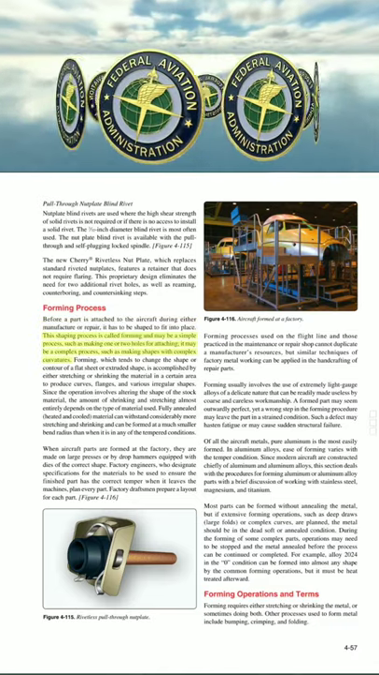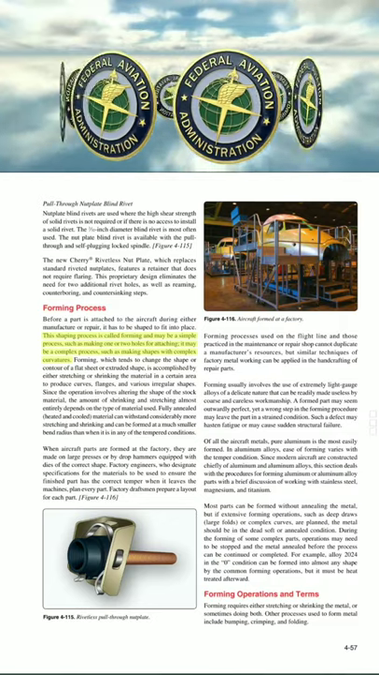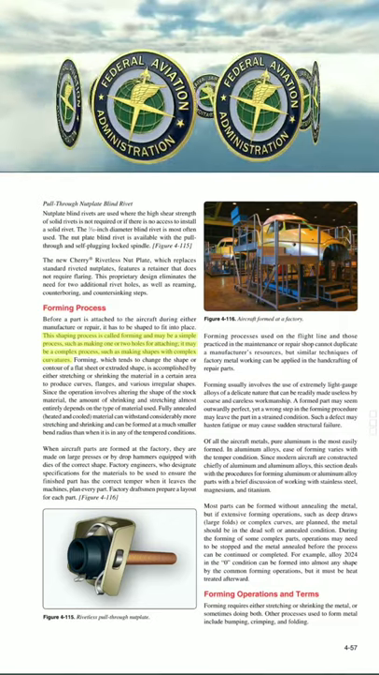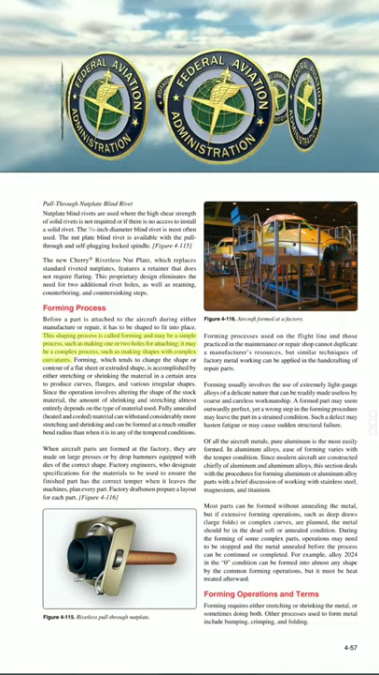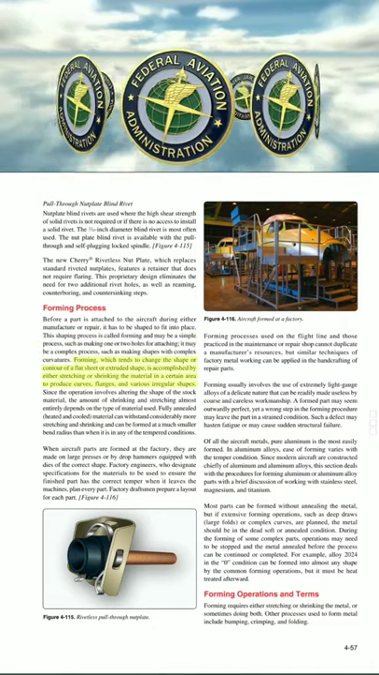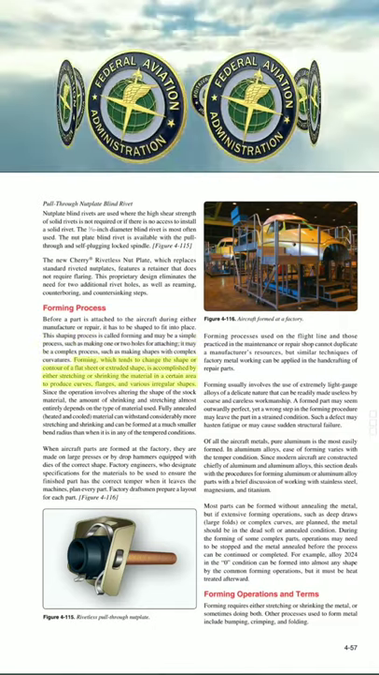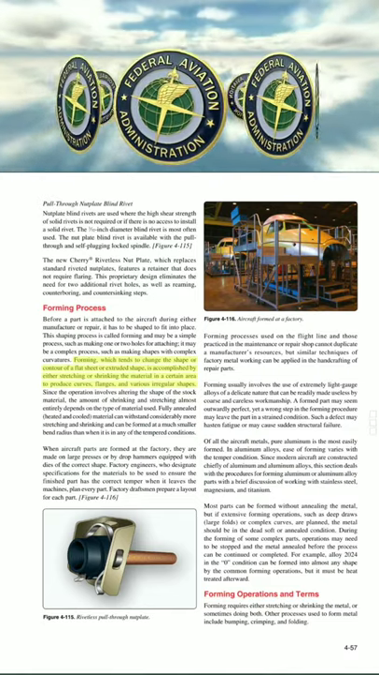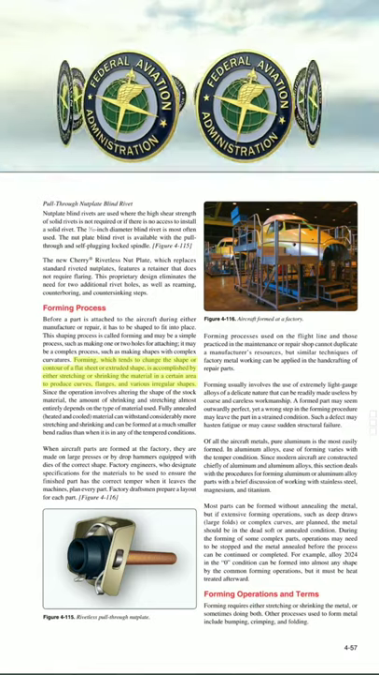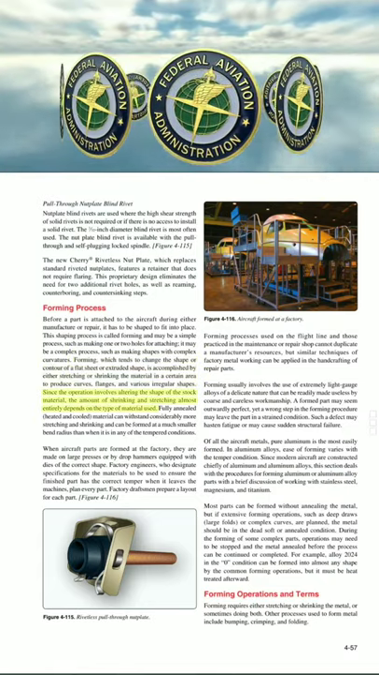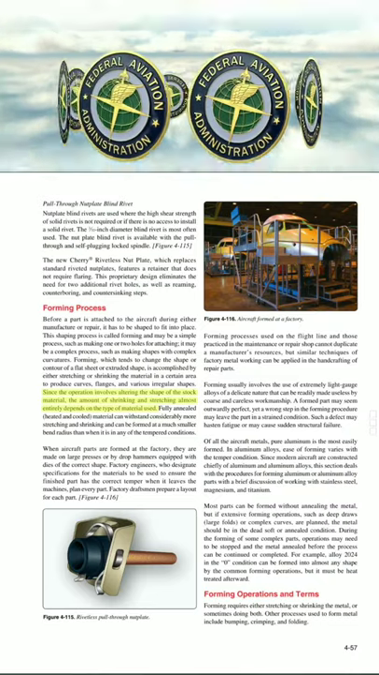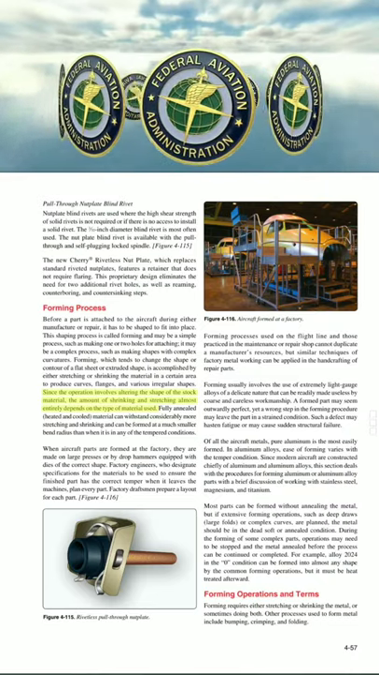This shaping process is called forming and may be a simple process, such as making one or two holes for attaching. It may be a complex process, such as making shapes with complex curvatures. Forming, which tends to change the shape or contour of a flat sheet or extruded shape, is accomplished by either stretching or shrinking the material in a certain area to produce curves, flanges, and various irregular shapes. Since the operation involves altering the shape of the stock material, the amount of shrinking and stretching almost entirely depends on the type of material used.